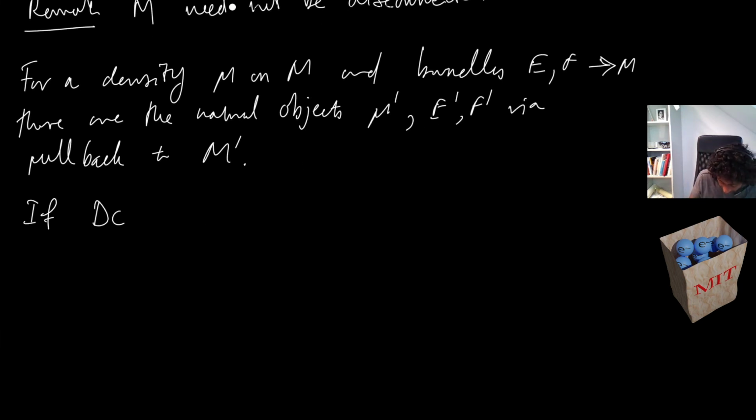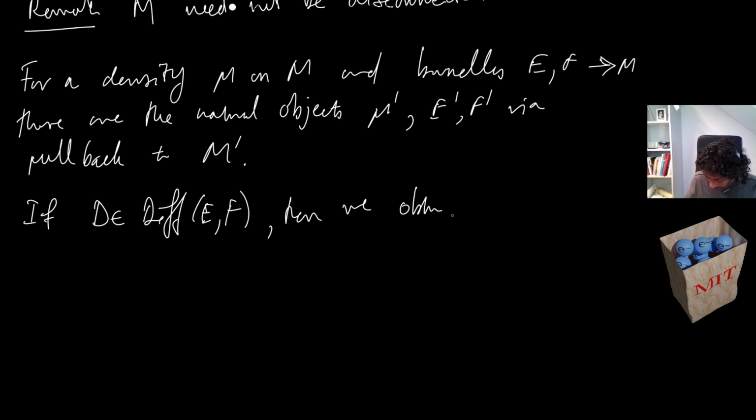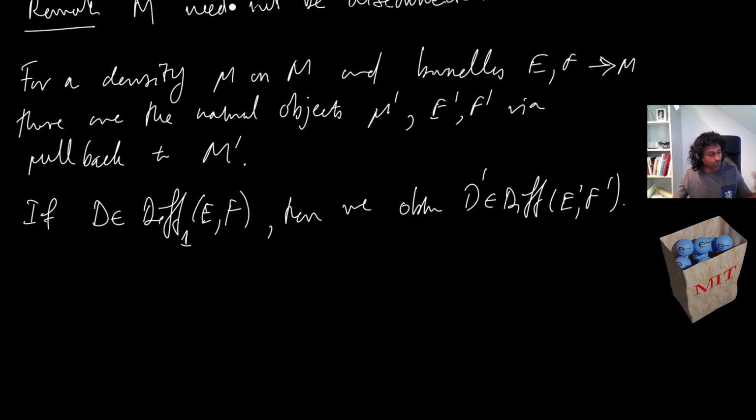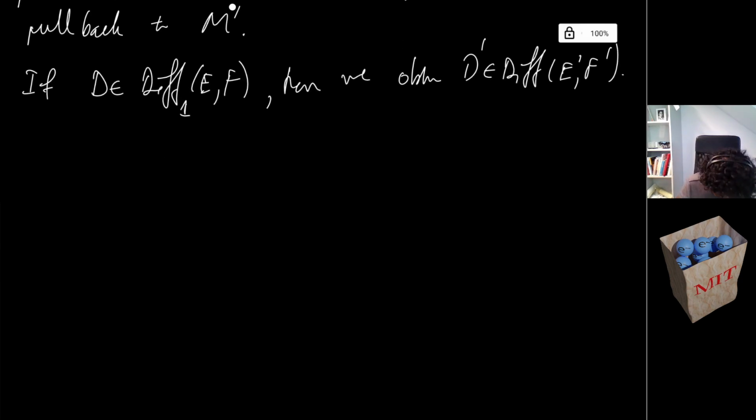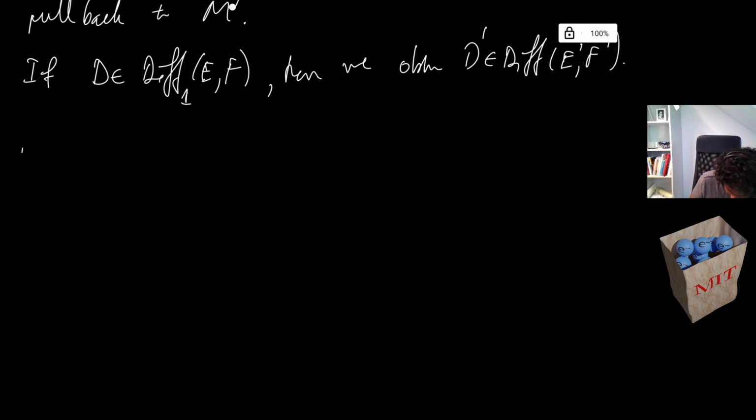If we have a differential operator now between E and F, then we obtain a differential operator, well, order m in fact. Well, I'll keep it order 1 because we're talking about order 1. Then we obtain a D prime in diff E'F', right? So all of these things are quite natural. Okay, so what do we want to do with this now? So the first thing is the following lemma.